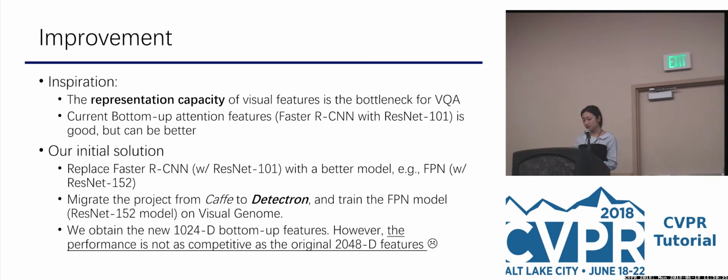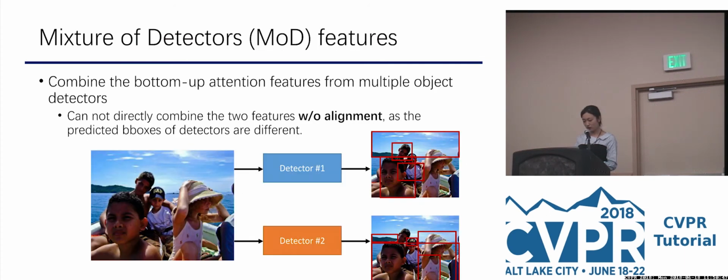However, for some reason, actually we are still debugging, the output feature from the FPN model is not as competitive as the original Fast RCNN features. At this point, we only have 1 week of time before the final challenge deadline, which is not enough for training another model. So we think now we have two object detection models. Can we combine them together to obtain more powerful visual features? Directly combining the features from different detectors is not an option because they are not actually aligned.